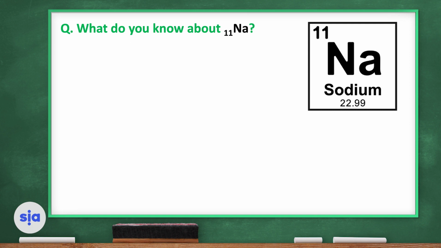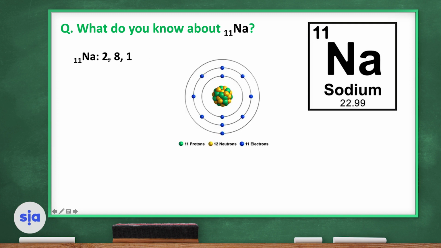What do you know about sodium? The number 11 represents the atomic number. Yes, this means that sodium has 11 protons in the nucleus of the atom. This is the electronic configuration of sodium, 2, 8, 1. This is the distribution of electrons in the orbits.